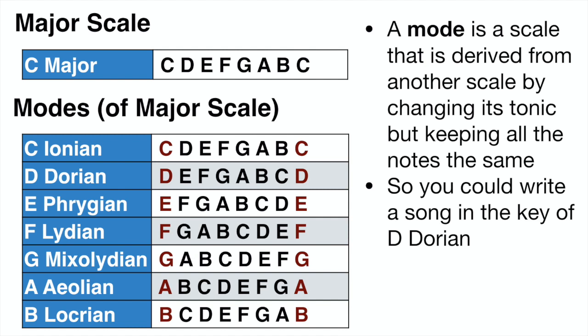This allows us to play a song using the original scale's notes, only the white notes in this case, but resolve it to a note other than C and a chord other than C major. For example, you could write a song in the key of D Dorian. This means you would resolve the melody to the tonic note D and resolve the chord progression to the tonic chord D minor. This brings us back to Pyramid Song.